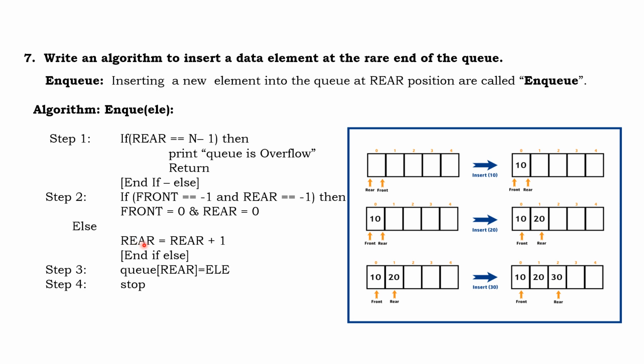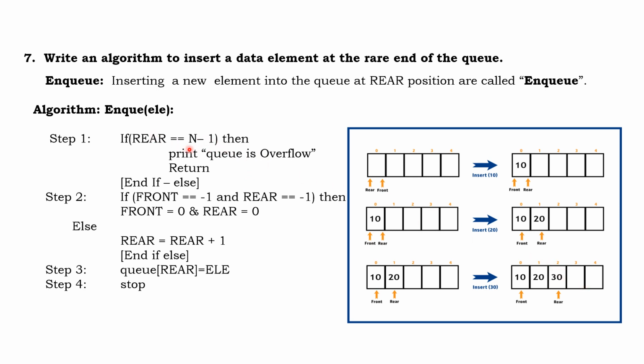In the else, it increments only the rear pointer. There is no increment in the front pointer now. So rear gets incremented by 1. 0 plus 1, control will move to position 1. The element 20 is inserted in queue of 1. Now the rear is pointing at 1. Did you get it? At that position, a new element called 20 gets inserted. This will repeat until it reaches 4.